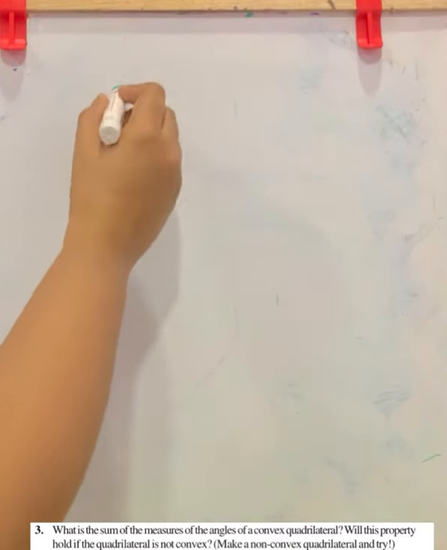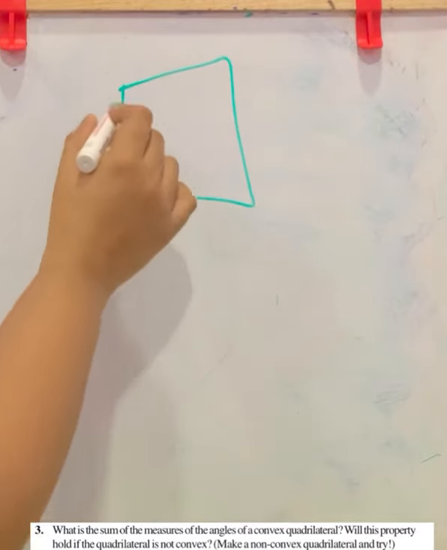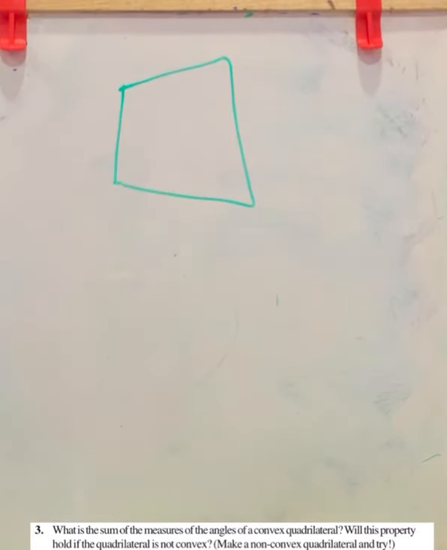Next question, what is the sum of the measures of angles of a convex quadrilateral? Now, will this property hold if the quadrilateral is not convex, that is, a concave quadrilateral? So let us make 2 quadrilaterals. One is convex and the other is concave. Actually, in a quadrilateral we have 4 vertices and 4 sides. So this is a convex quadrilateral. In this, all the diagonals are inside or interior of the quadrilateral.